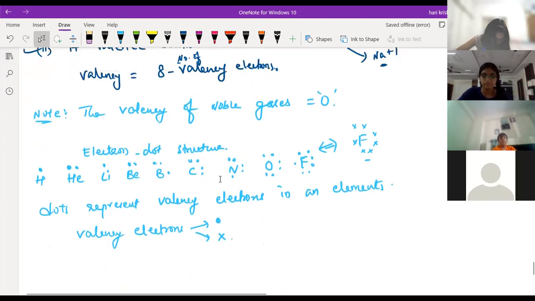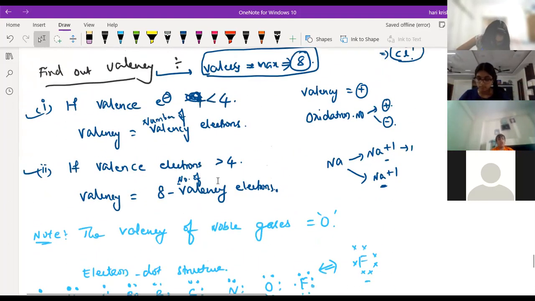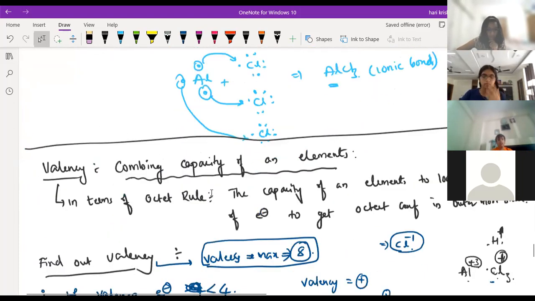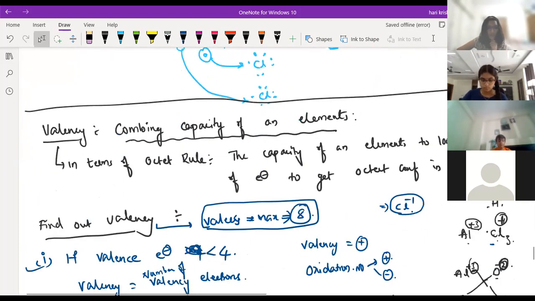Yes, sir. So what is the meaning of valency now? The combining capacity of an element. That is a simple definition for the valency. Listen here carefully first. Valency means what? The combining capacity of an element is called valency. That is a simple definition.